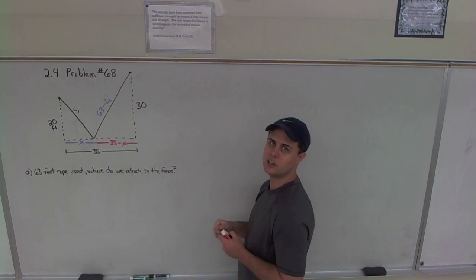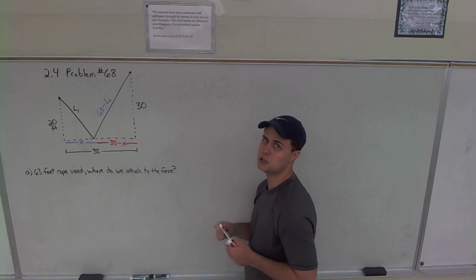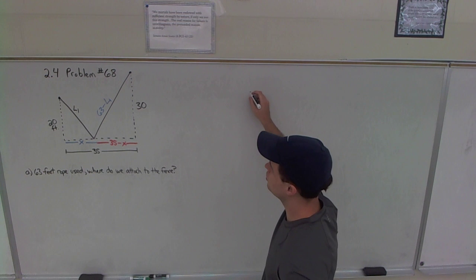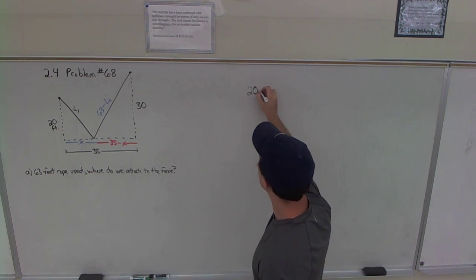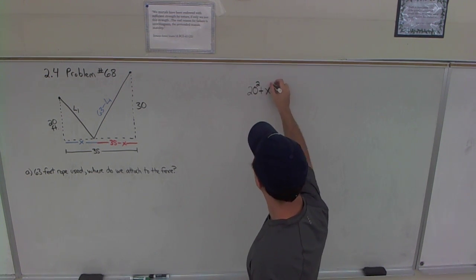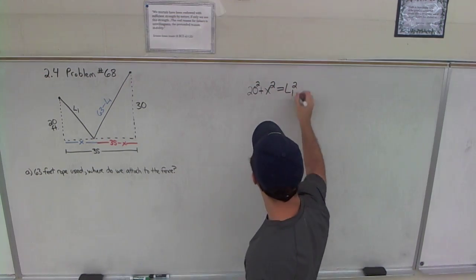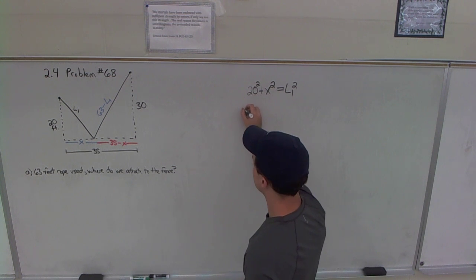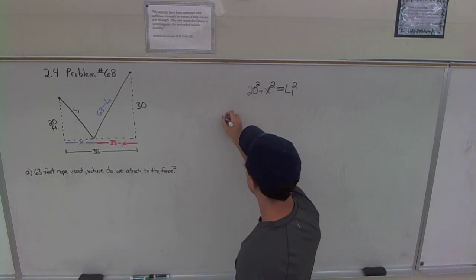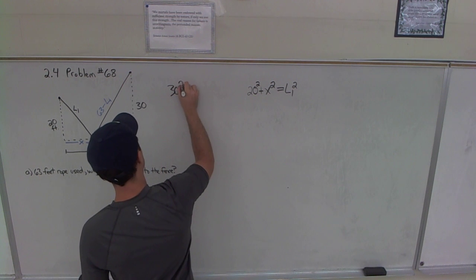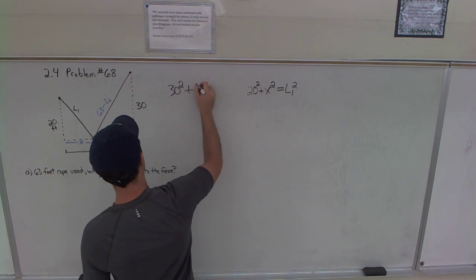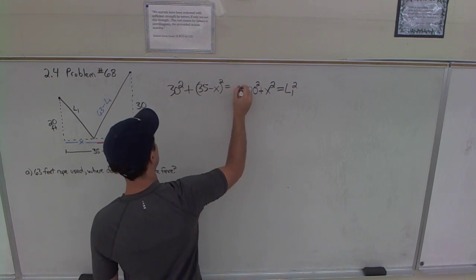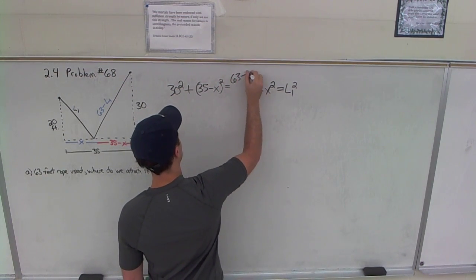So the most obvious primary equation or relationship in this picture is, of course, Pythagoras, the Pythagorean theorem. So we're going to go a squared plus b squared equals c squared on the first triangle. And then we're going to go a squared, let's see, I'll be consistent, plus b squared equals c squared on the second triangle.